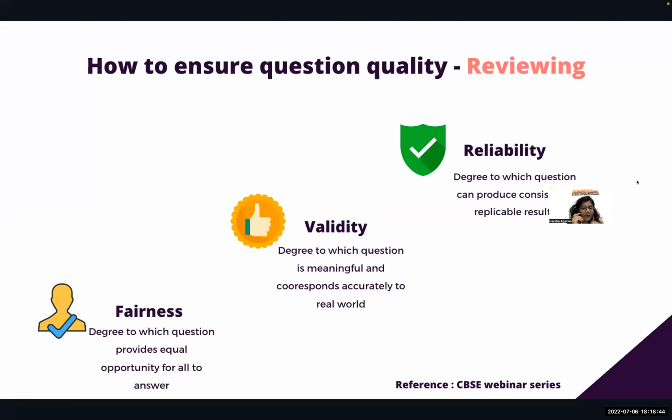Okay. And the third thing is fairness, right? It is the degree to which the question provides equal opportunity for all to answer. Obviously, the question should be fair in nature.